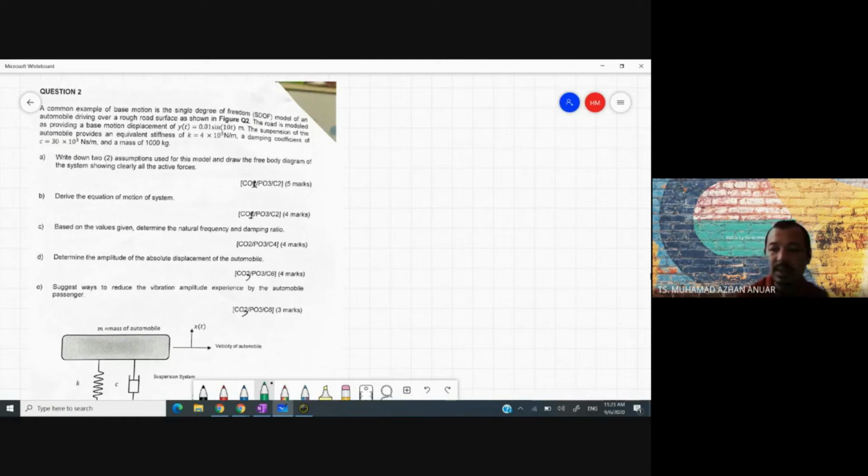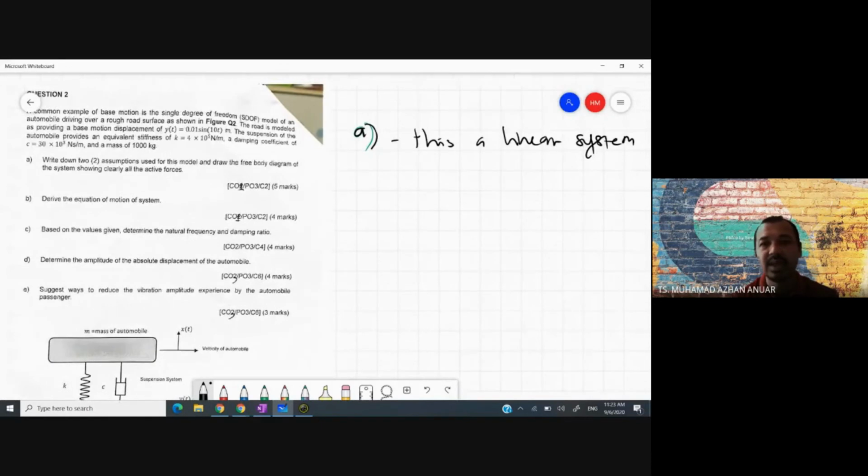Question A: write down two assumptions used for this model and draw the free body diagram of the system showing clearly all the active forces. So what are the two assumptions that you can use for this system? Number one, this is a linear system. I always mentioned this in class before. You are not dealing with a non-linear system, or we make an assumption that our system is a linear system.